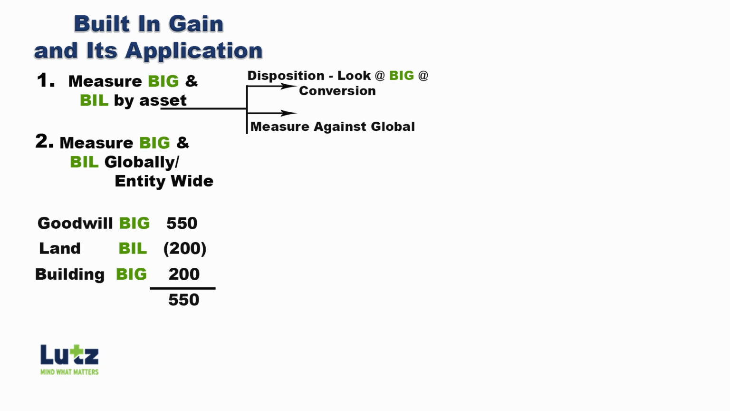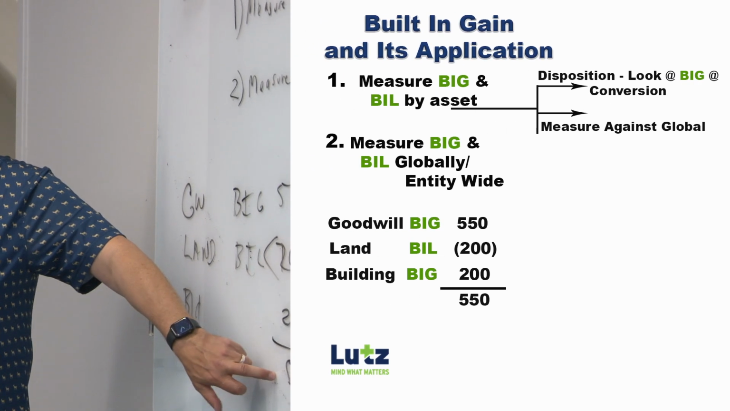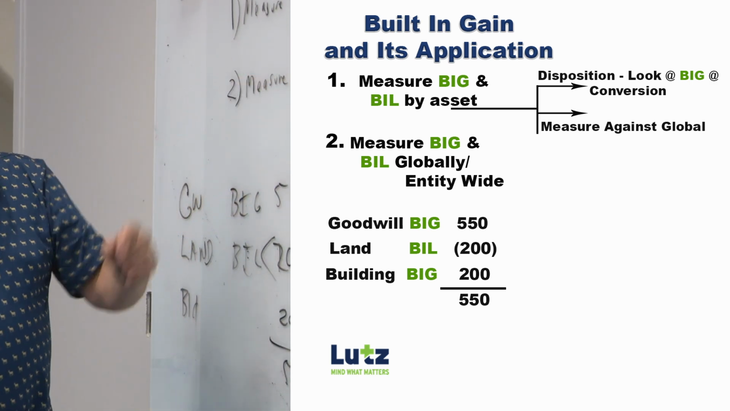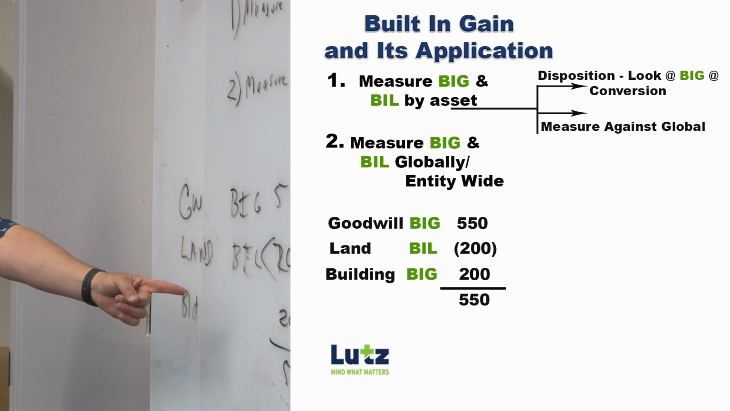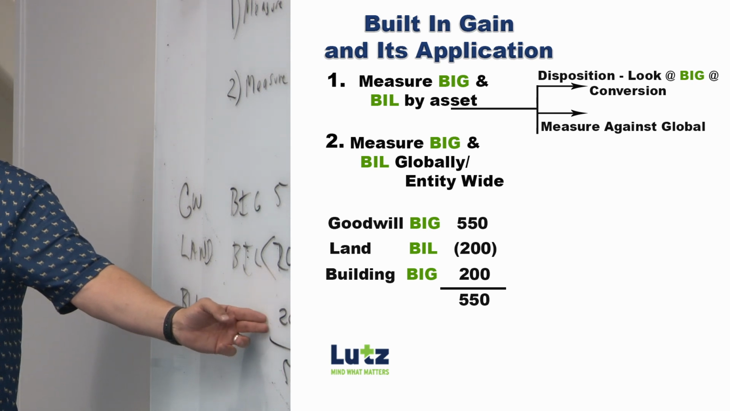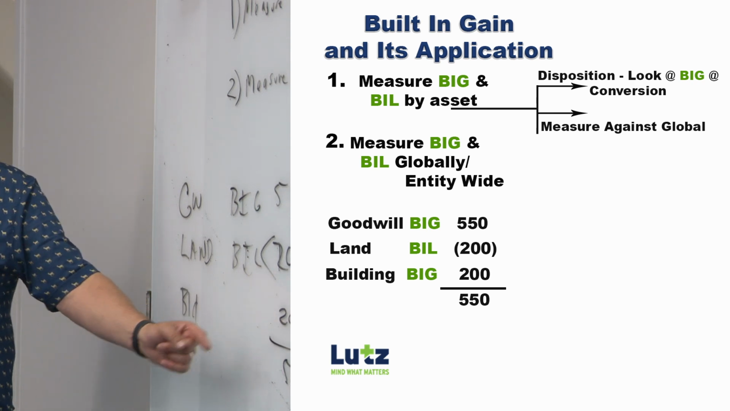So we sell the building for $200, or generate the $200. What was the built-in gain at date of transition? Was $200. Was the global amount of $550 more or less than that amount? It's more. So we now have to report double tax, or tax on that amount, and we'll talk about that in a second.